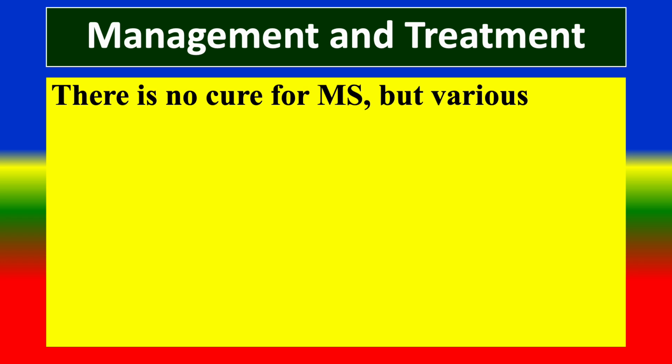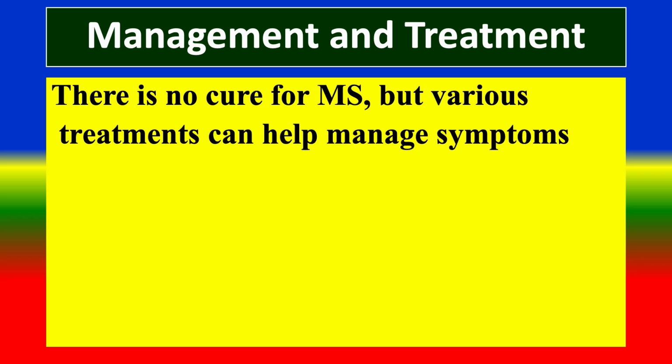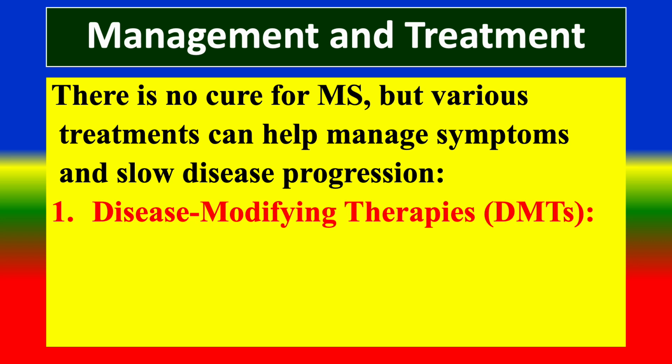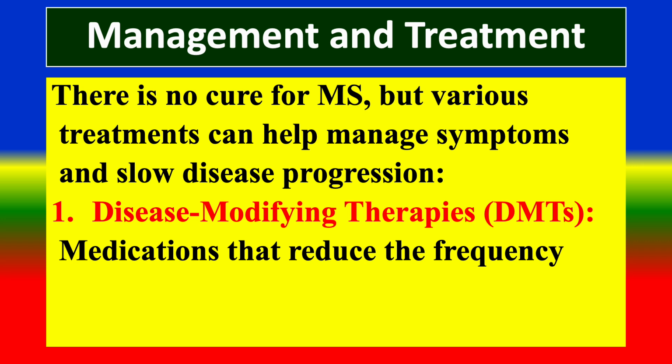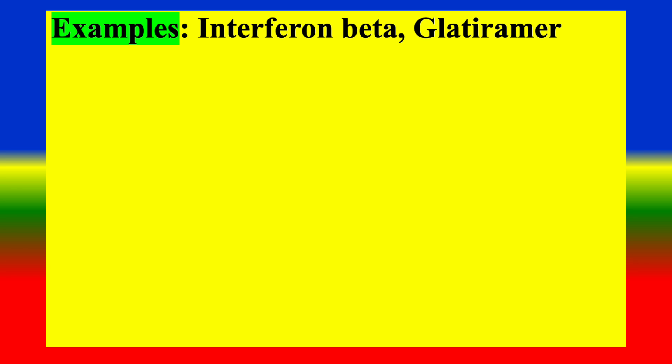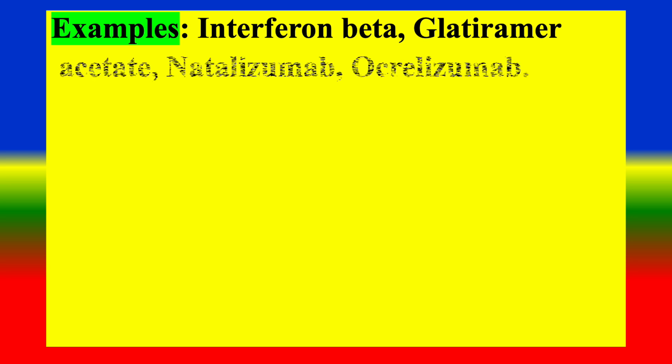Management and treatment. There is no cure for MS, but various treatments can help manage symptoms and slow disease progression. 1. Disease modifying therapies (DMT). Medications that reduce the frequency and severity of relapses and slow progression. Examples: interferon beta, glatiramer acetate, natalizumab.